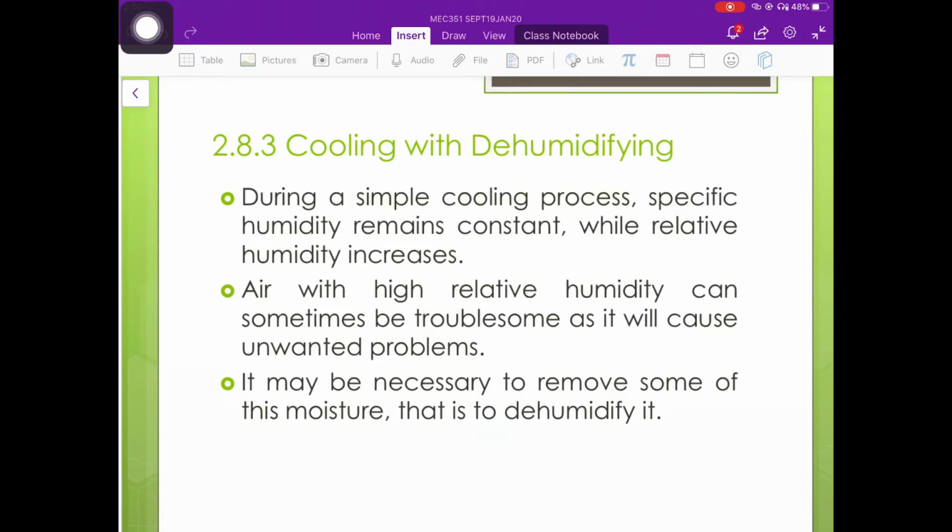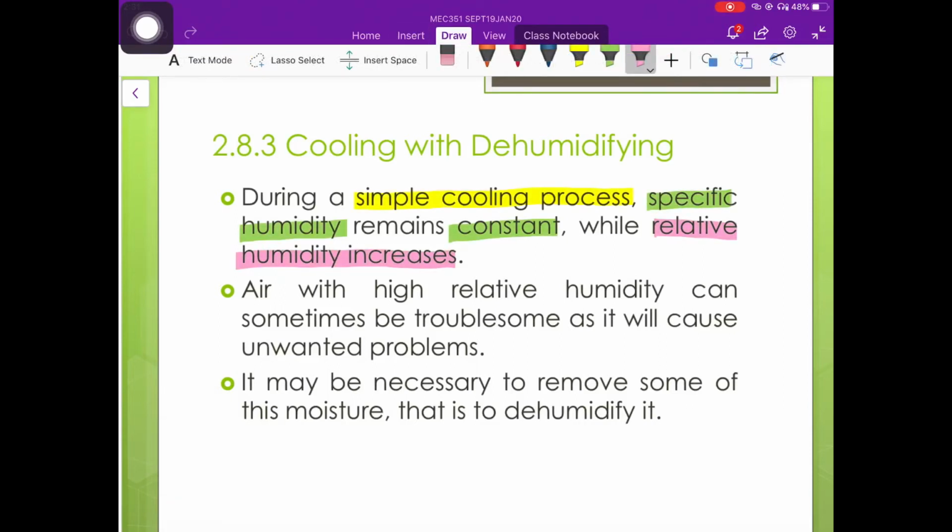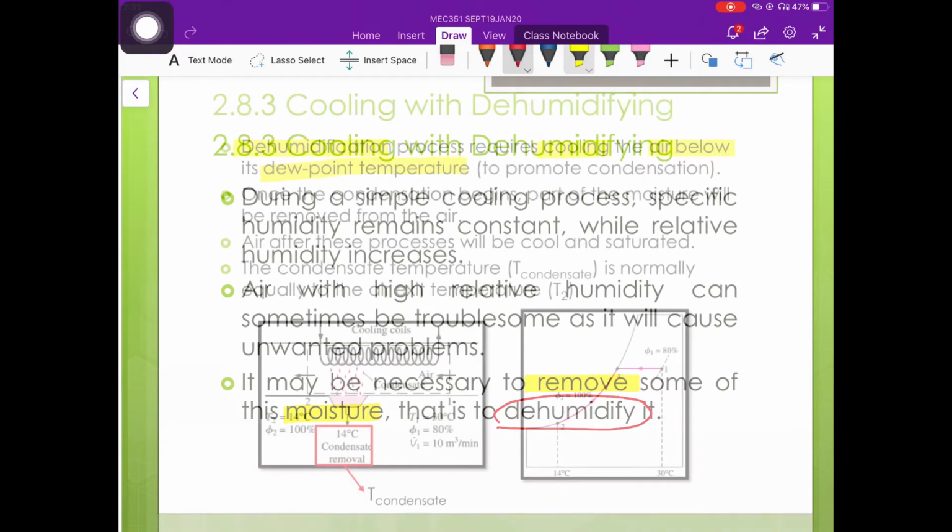Cooling with dehumidifying. During a simple cooling process, the specific humidity will remain constant while the relative humidity increases. The air with high relative humidity can be troublesome and it will cause unwanted problems. Therefore, we are going to remove some of the moisture content so that we can reach within the comfortable humidity. In other words, we are going to dehumidify the air.